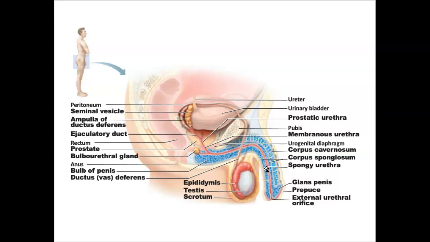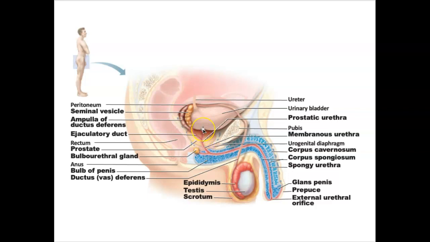So it can't pinch that off. So the urethra has a couple different parts here. The spongy urethra we've talked about already, going through the penis, exiting the body. The membranous urethra is where it goes through the urogenital diaphragm. And the prostatic urethra is where it goes through the prostate gland, right here.